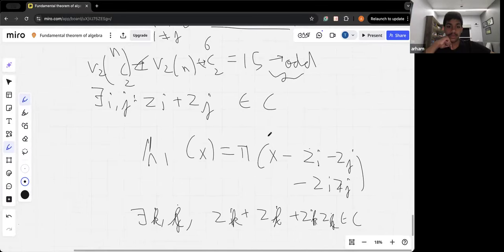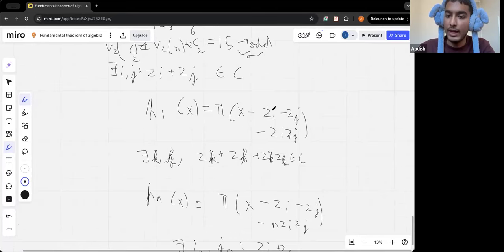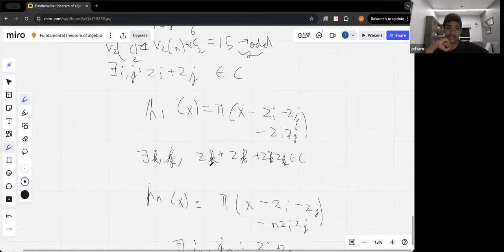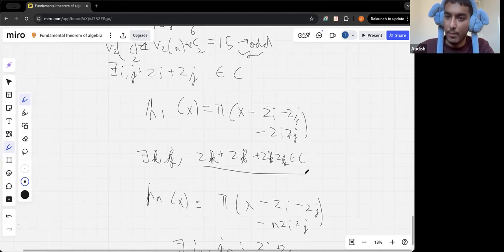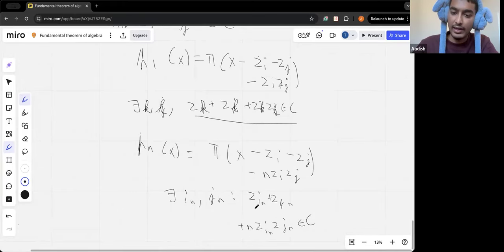Right. Now define P1(x) similarly, but instead of zi plus zj, you have zi plus zj plus zi zj. So once again, you'll have some number of this form that is a complex number. Exact same, right? Understand? And similarly, you can conclude that for every n, there is some number of this form that is a complex number.